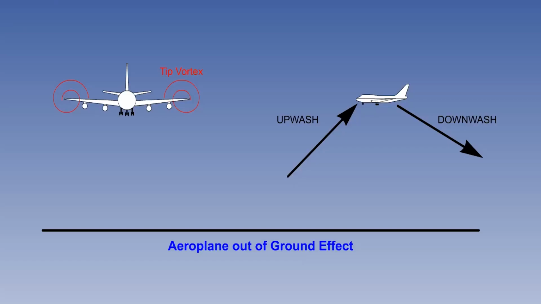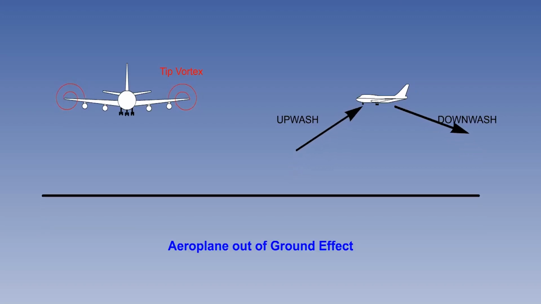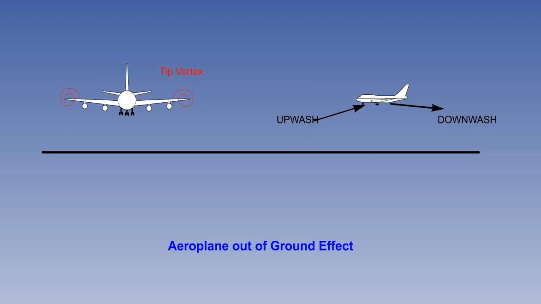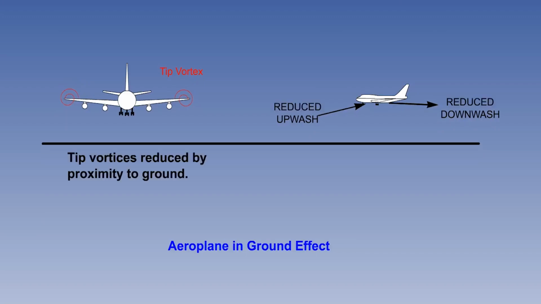When an aircraft is flying at any height significantly more than its own wingspan, the development of wingtip vortices is unaffected, and the vortices will have their normal effect of upwash in front of the wing and downwash behind it. However, during takeoff and landing, proximity to the ground, at heights less than the aircraft's wingspan, will prevent full development of the vortices, which reduces the upwash and downwash.